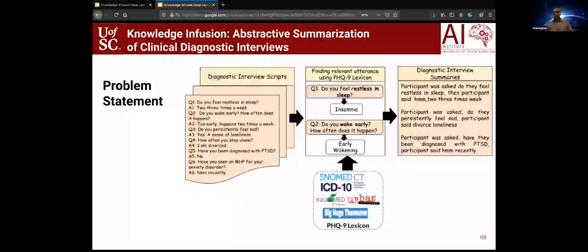So based on these infrastructures and structures that we have come across in the past on the optimization as well as learning, let me walk you through some of the use cases where we saw knowledge-infused learning doing pretty well. Consider a very simple problem statement where you are having a one-to-one conversation with a person. In this case, we take an example of a clinical diagnostic interview where there's a person and a clinician interacting with each other, and we have a bunch of questions and answers from this interview. And what we want to do is generate a summary of this interview.